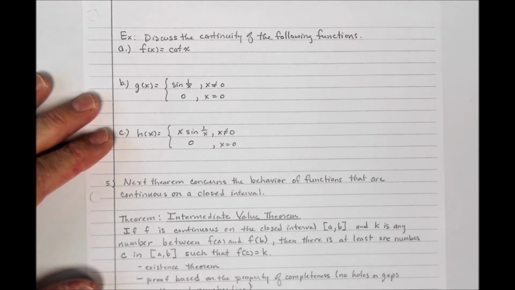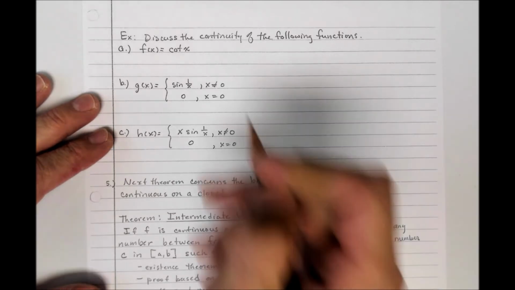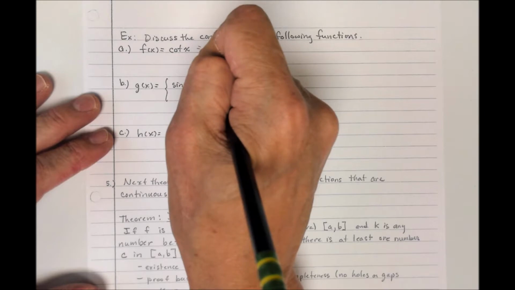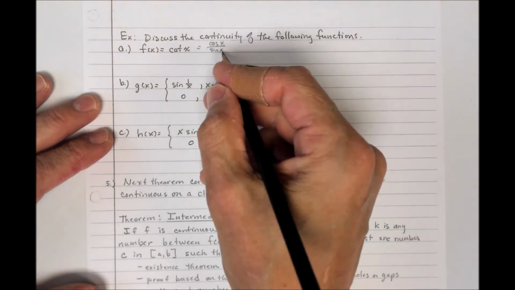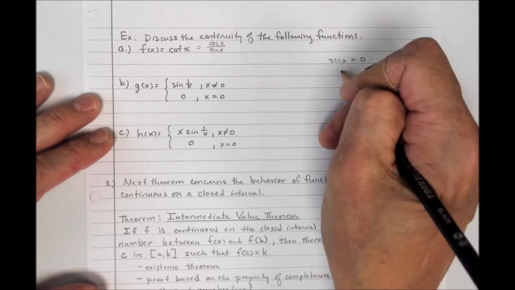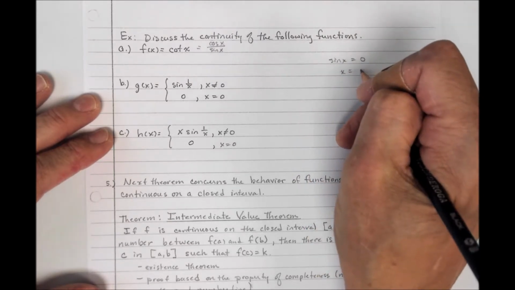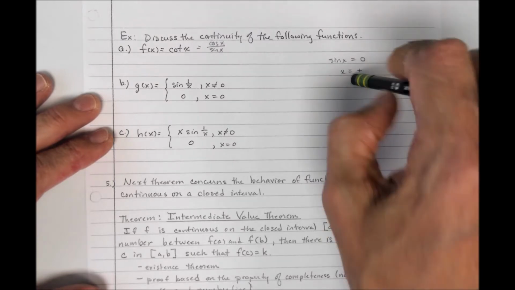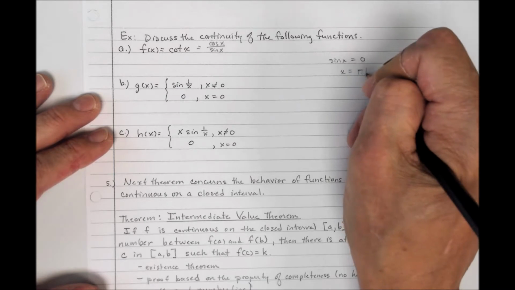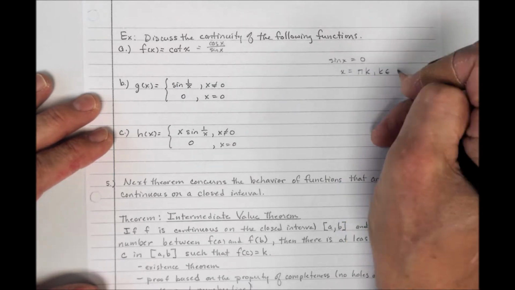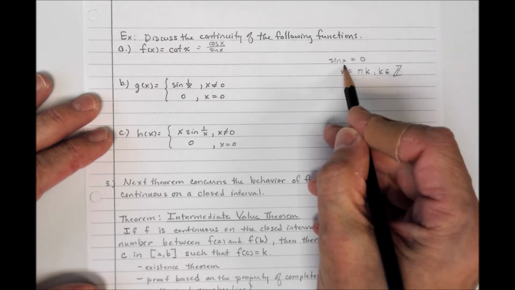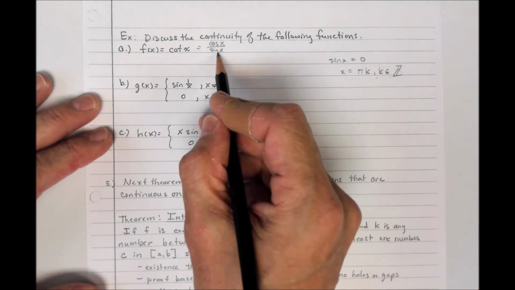Discuss the continuity of the following functions. Now, the cotangent of x, remember, is the cosine of x over the sine of x. So what this means is that the sine of x cannot equal 0. And that happens at, actually, we don't even have to write plus or minus here. We can just write pi k, where k is an element of the integers. Because at those values, sine is 0, and that means I'm going to have a vertical asymptote.